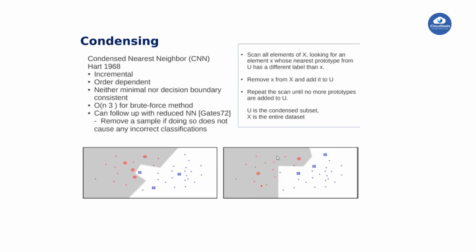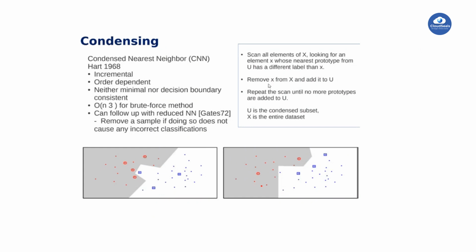For example, let's take this blue one. It is very near to red, but what is its label? Blue. Yes, the label is blue, very near to red, but the label is different. That is the concept it is saying here: scan all elements x, looking for an element x whose nearest prototype from U is very near but has a different label than x. So remove that x from X and add it to U.